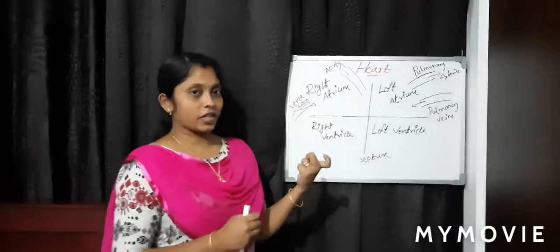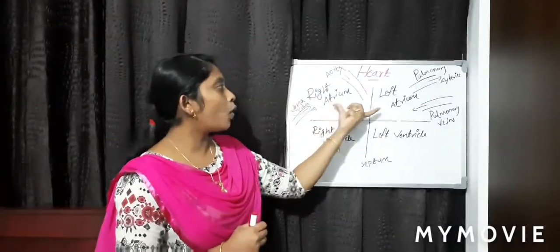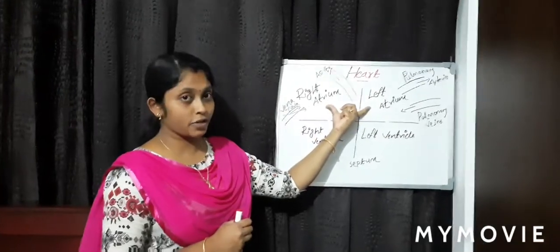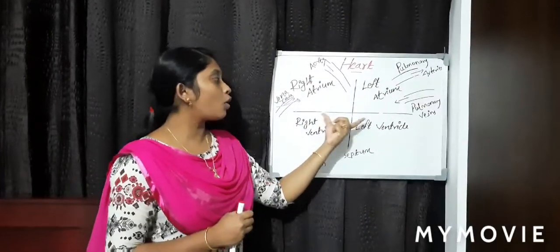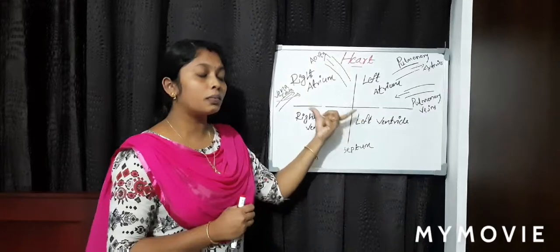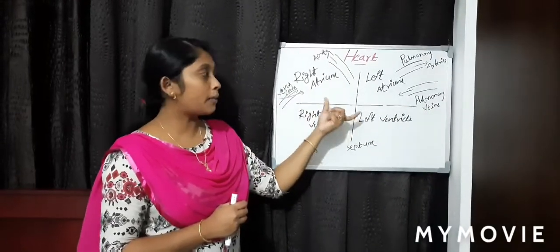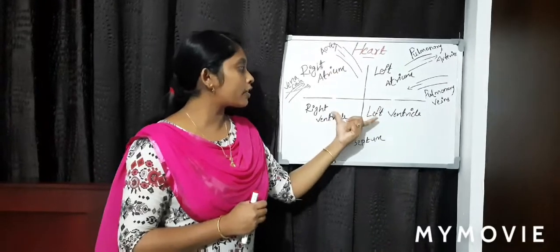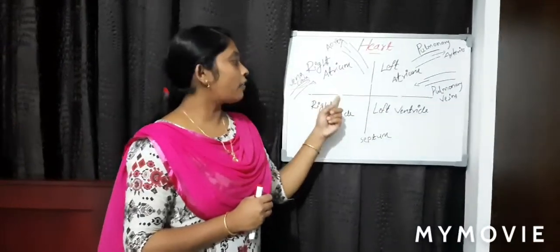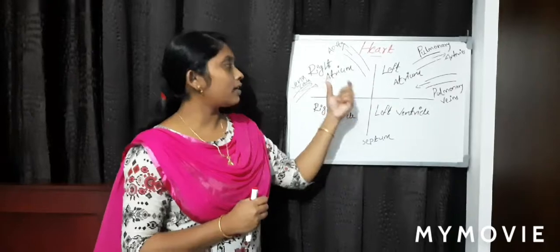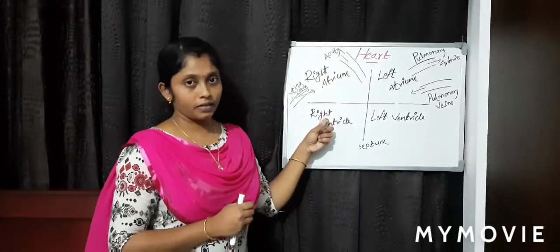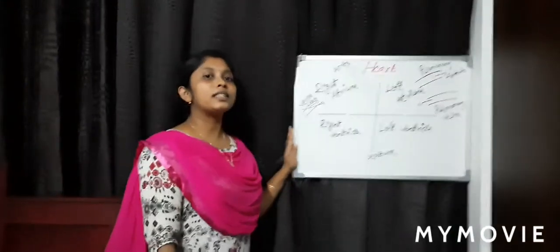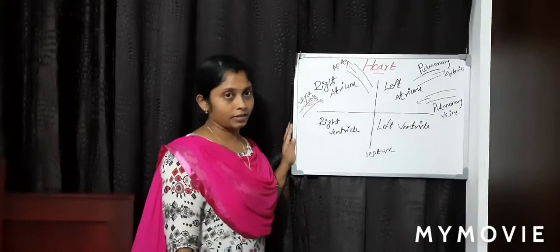At the time of contraction, the blood present in both the right and left atrium is pumped into both ventricles through the valves present between the atrium and the ventricle. So this is the working process of our heart.